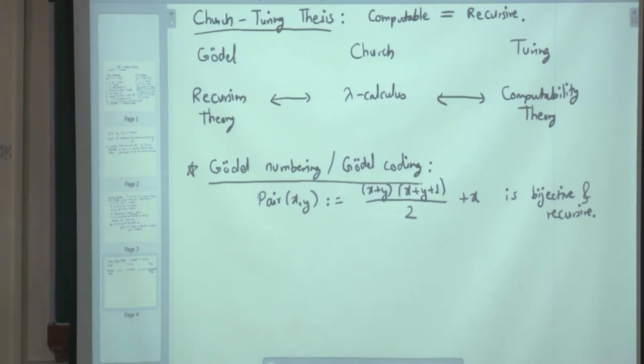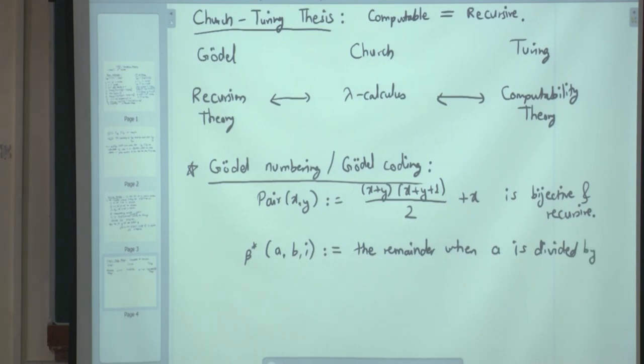Then Gödel also defined something called the beta star function and the beta function. Gödel's beta functions are popular. So the beta star function takes a triple of natural numbers and gives you the remainder when A is divided by (I plus 1) times B. This beta star function is injective from N cube to N, and recursive.